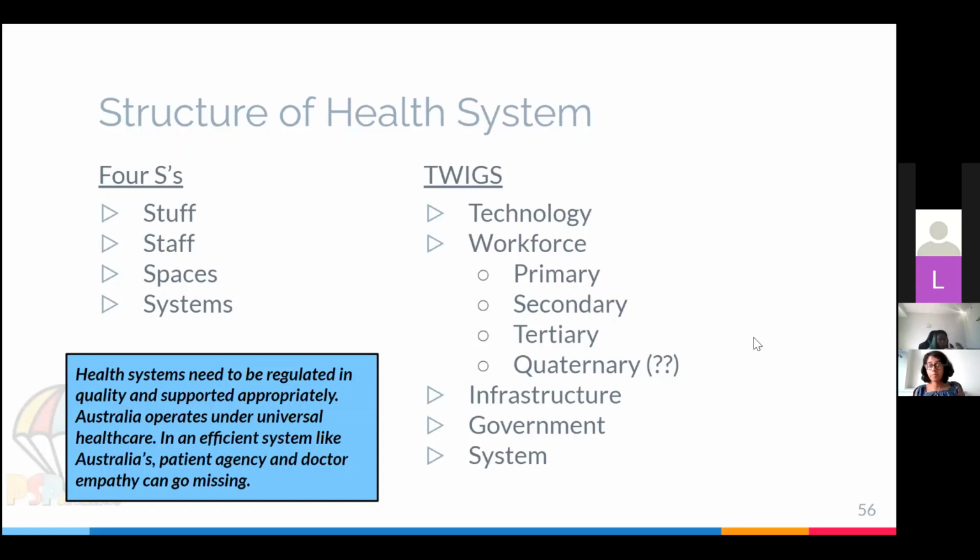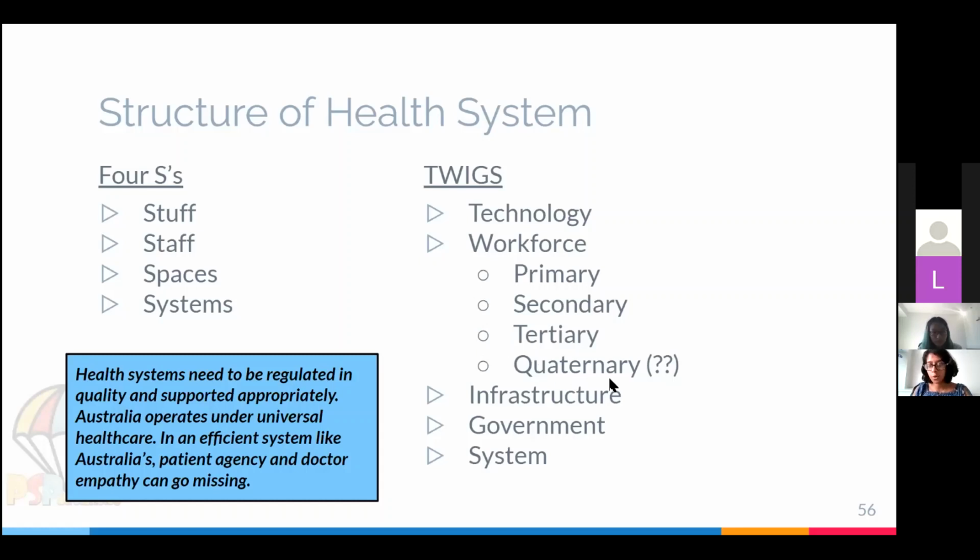And the other way of expressing the structure of a health system could be using TWIGS, which I got from last year's PSP. So there's technology, which is the same thing as stuff. We have workforce, so that's staff. Workforce can be split into primary, secondary, tertiary, and even quaternary, which I will be discussing in a later slide, so I won't go through it right now.